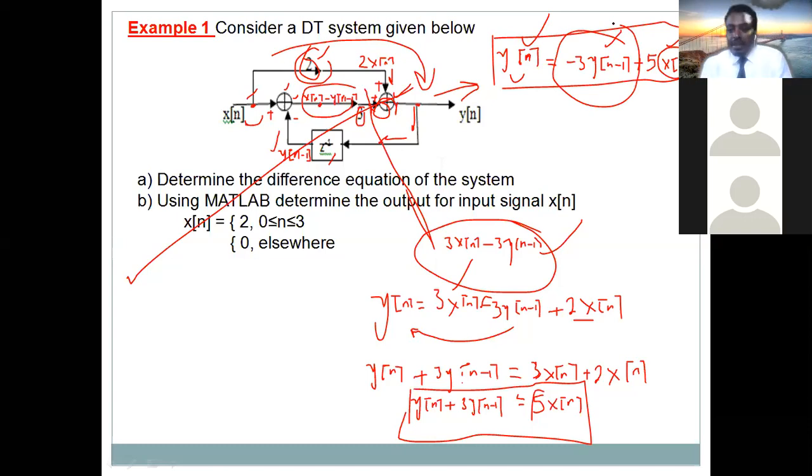This difference equation has so many applications. We'll come to this in detail. We'll discuss the difference equation, we'll see different examples, and how we are going to design and analyze digital discrete time systems using the difference equation.